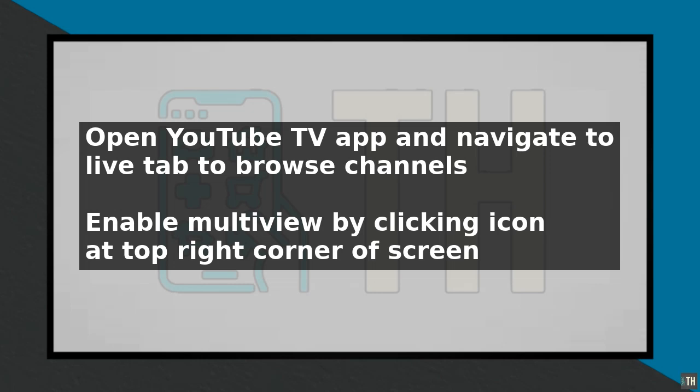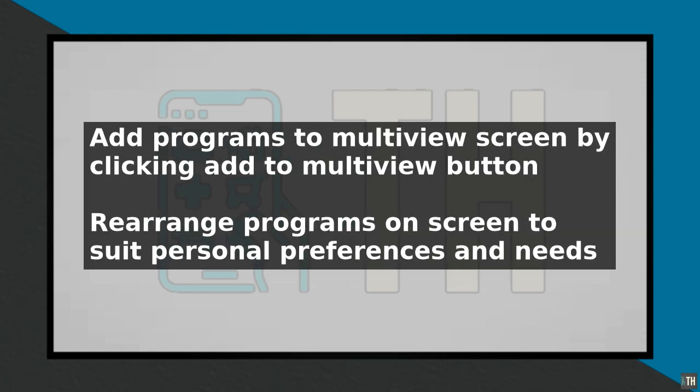First, open the YouTube TV app and navigate to the Live tab. From here, you can browse through the available channels and select the programs you want to watch. To enable Multiview, click on the Multiview icon, which is usually located at the top right corner of the screen.